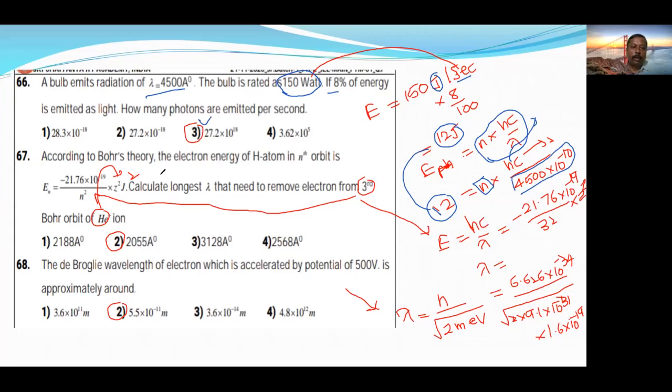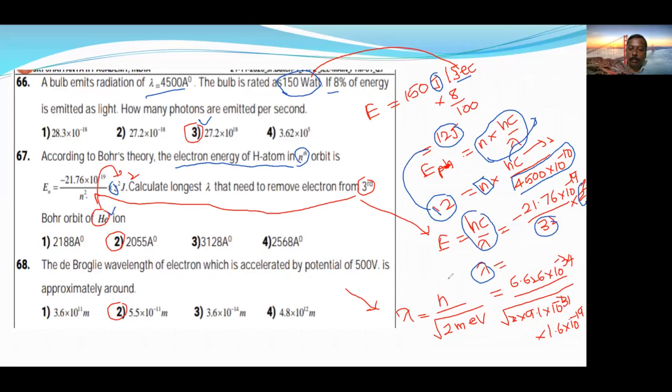Then according to Bohr's theory, the electron energy of a hydrogen atom in the nth orbit. Very important. Calculate the longest wavelength to remove an electron from helium, in the third orbit. So what n value will I put? 3, and z value 2. So simply what I have done, see here, hc upon lambda is equal to the same formula, I have substituted 2 square here and 3 square here. I will substitute and simplify, then I will get the answer as 2055 angstrom. Is it clear to all of you?